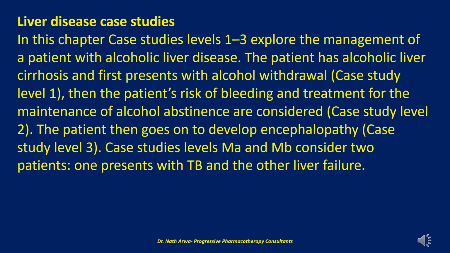In this chapter, case studies levels 1 to 3 explore the management of a patient with alcoholic liver disease. The patient has alcoholic liver cirrhosis and first presents with alcohol withdrawal. Case study level 1. Then the patient's risk of bleeding and treatment for the maintenance of alcohol abstinence are considered. Case study level 2. The patient then goes on to develop encephalopathy.